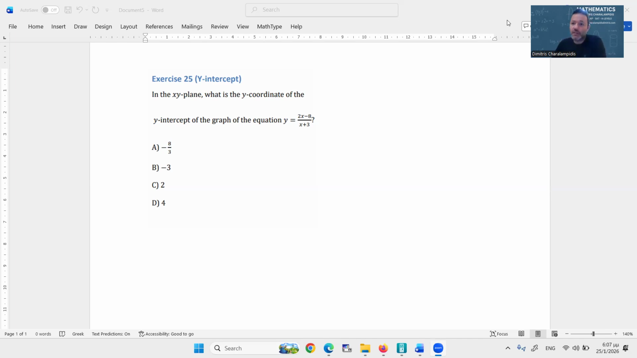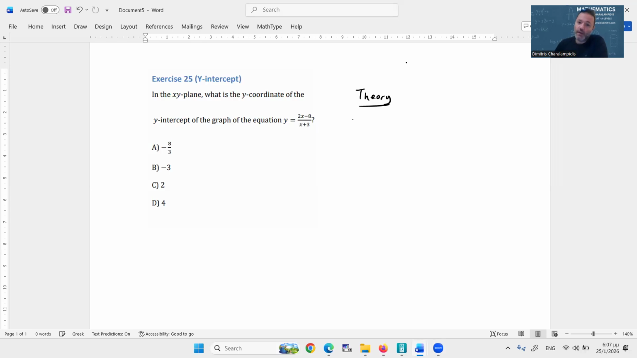We will continue working on my seventh practice set of exercises dedicated to preparing us for the SAT exams, and more particularly we will work with an exercise that is focused on the y-intercept of a function. Here we go. In the xy plane, what is the y-coordinate of the y-intercept of the graph of the equation y equals (2x minus 8) over (x plus 3)? Let's quickly remember some theory.